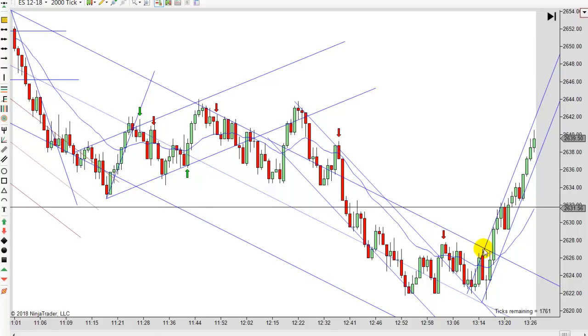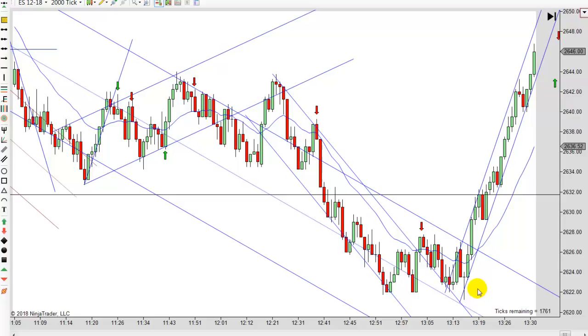And then you could look at that as a failed second entry long. But again, look at all that support across there and not much room. It would have worked. But you've already got your break here and more than a couple of legs down. You've already got your break of this one.